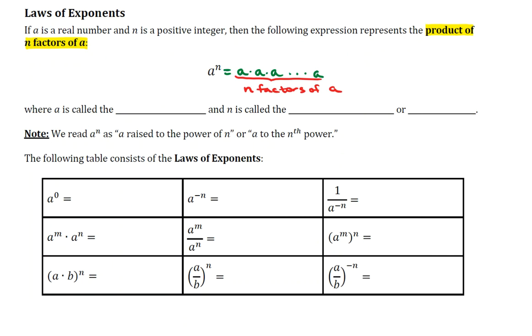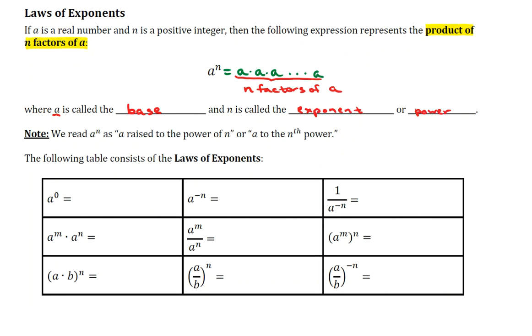Now this expression right here, a with a superscript n, the a is called the base of the exponential expression, and n is called the exponent. No surprises there. But we also call it a power. Alright, and shout out to Darth Sidious from Star Wars, unlimited power.